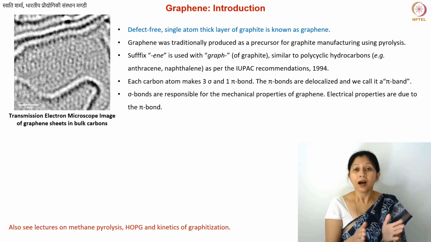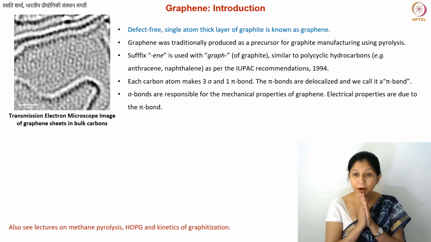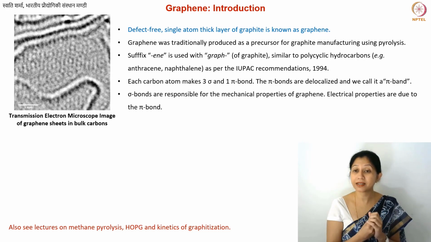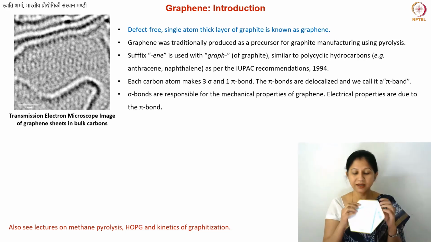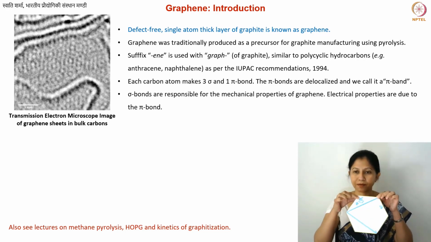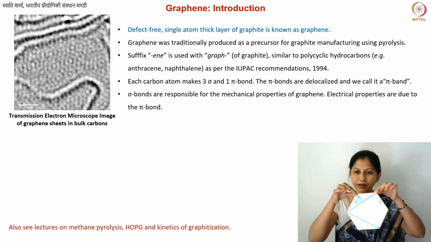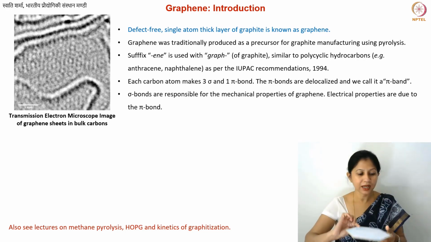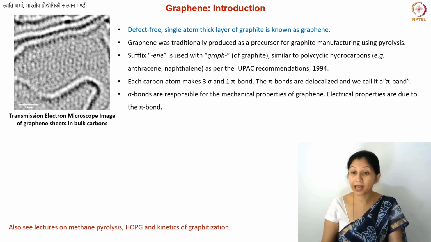Okay. How about the mechanical properties? Well, mechanical properties are actually determined by the sigma bond. Sigma bond is the bond between these carbons, this carbon plus this carbon, for example. So the in-plane bonds, these are the sigma bonds. Sigma bonds actually determine the mechanical properties.